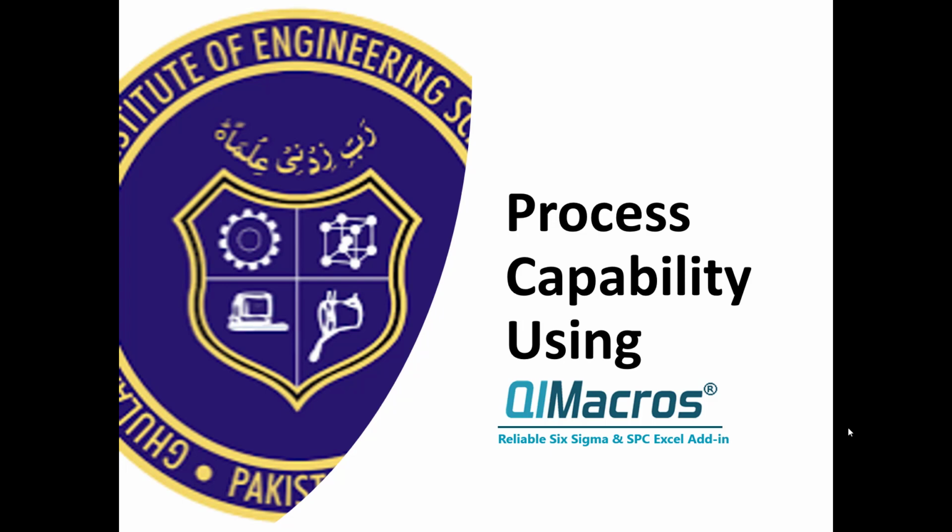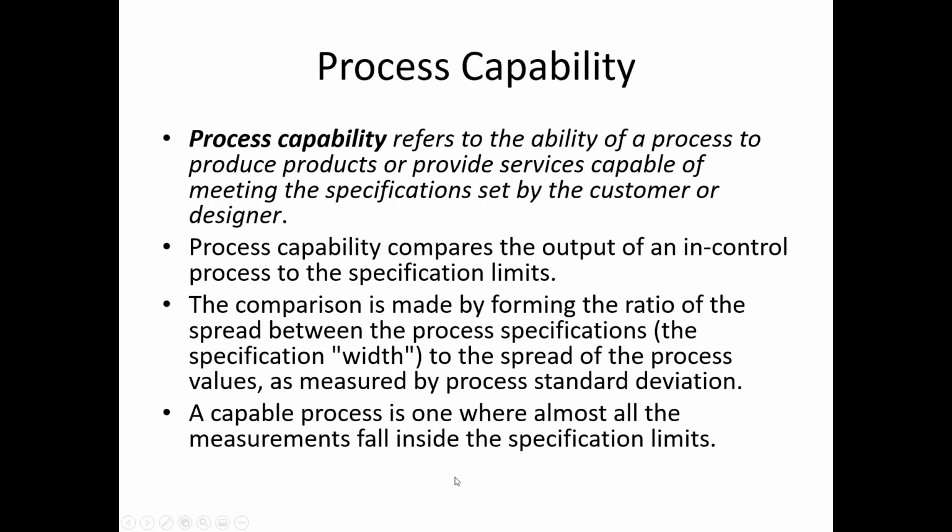Now in this lecture, I'm going to show you how you will check the capability, how you will check the quality of a specific product or a specific service, whether it meets it or not. I will discuss some simple examples, but before going to that, I want to discuss the capability process a little bit. Process capability refers to the ability of a process to produce products or provide services capable of meeting the specifications set by the customer or designer.